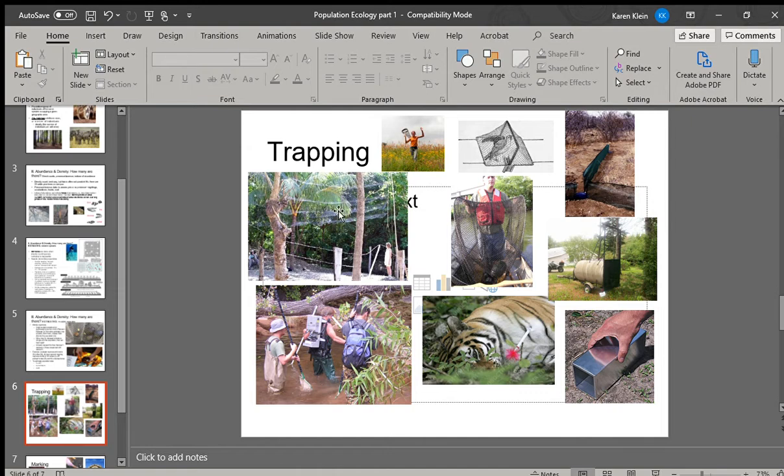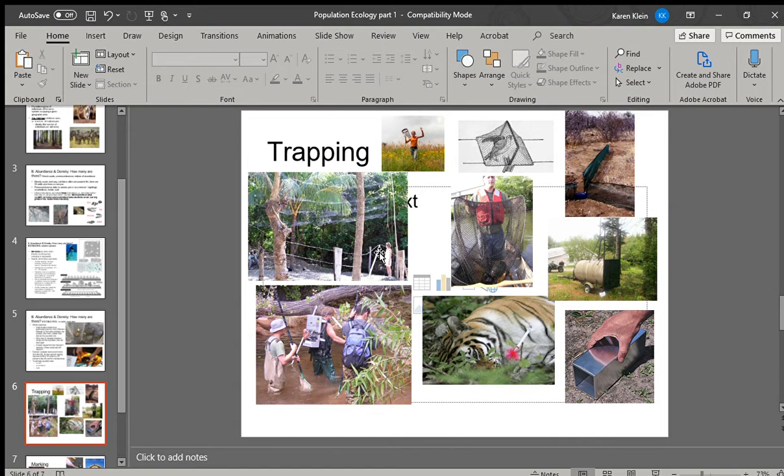So I know with the saw-whet owl study, they use calls to lure the saw-whet owls to their traps. Now, these traps are attended to. They're not left alone, and the animal is generally removed from this trap within a few minutes after being trapped. So this is a very active type of trap.